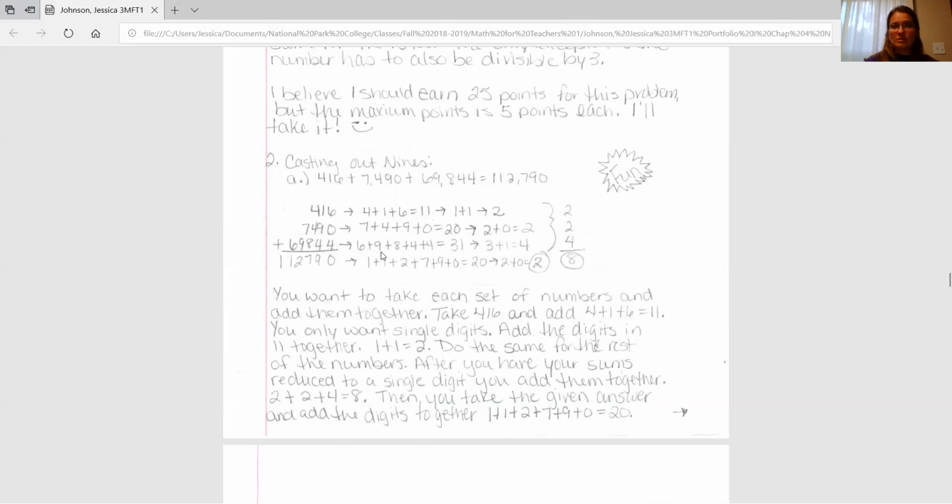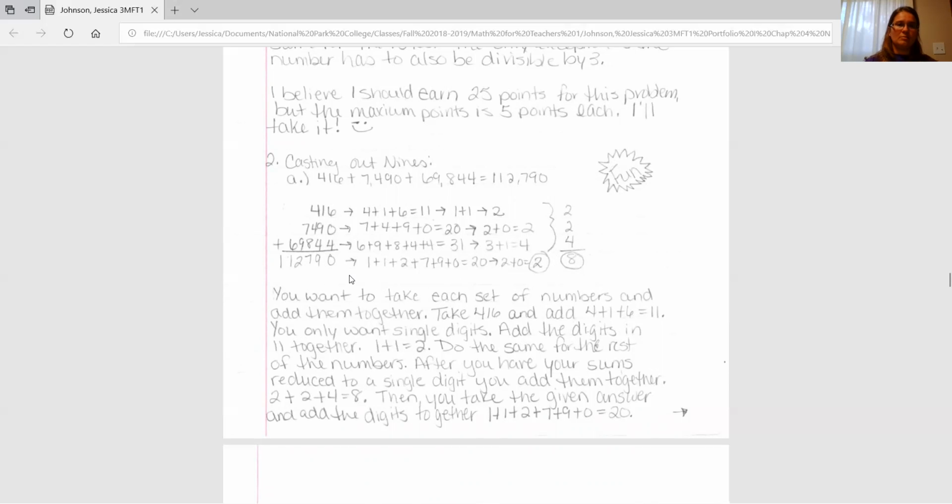69,844: 6 plus 9 plus 8 plus 4 plus 4 equals 31. And what do we want here? Single digit. 3 plus 1 equals 4, and I'll pull my 4 over to the side. So 2 plus 2 plus 4 is 8.